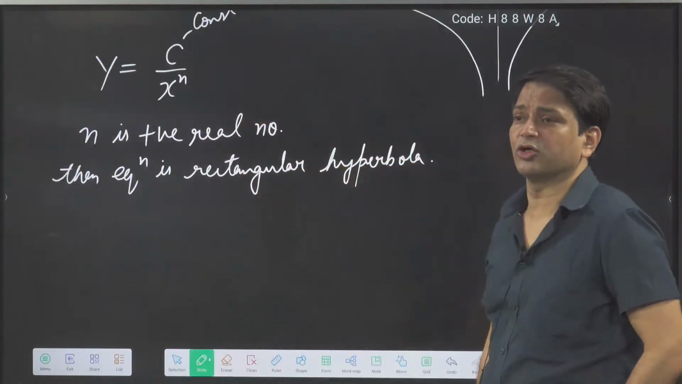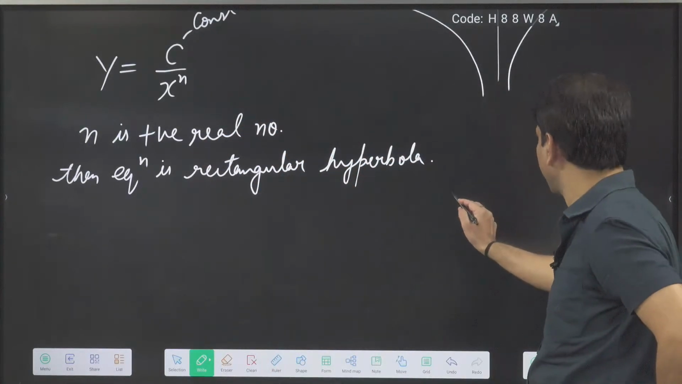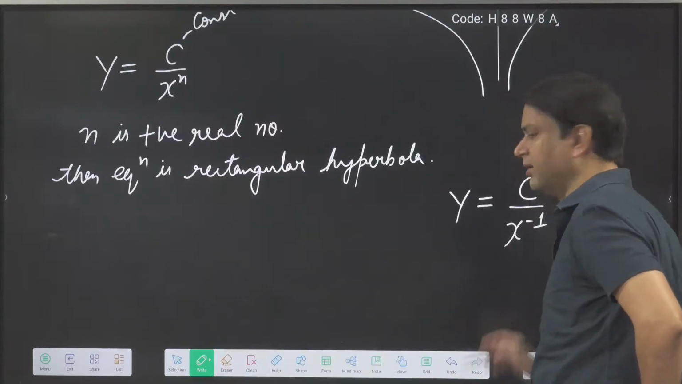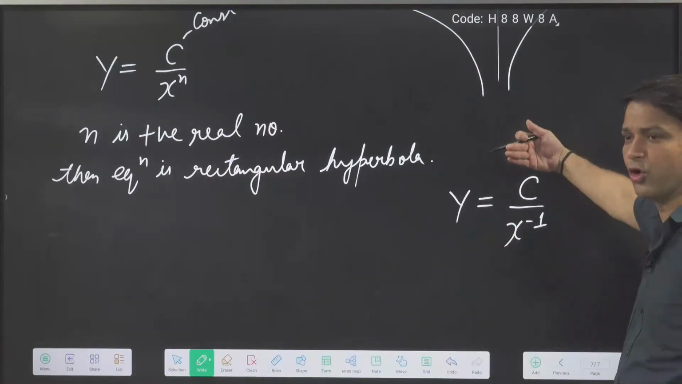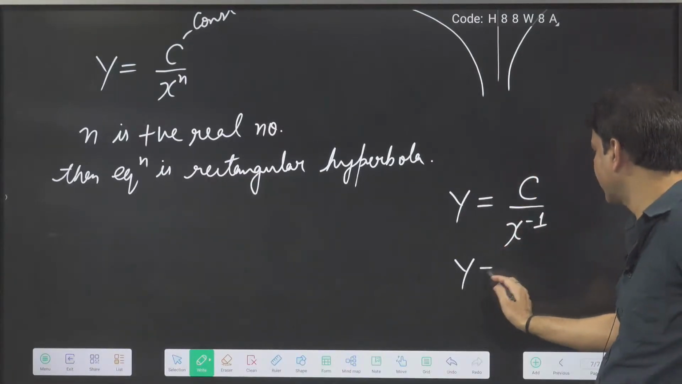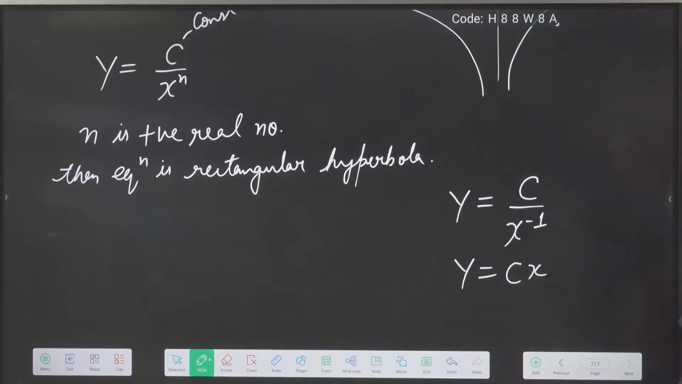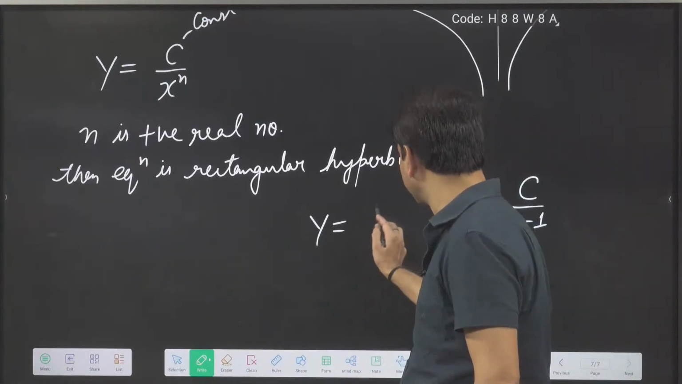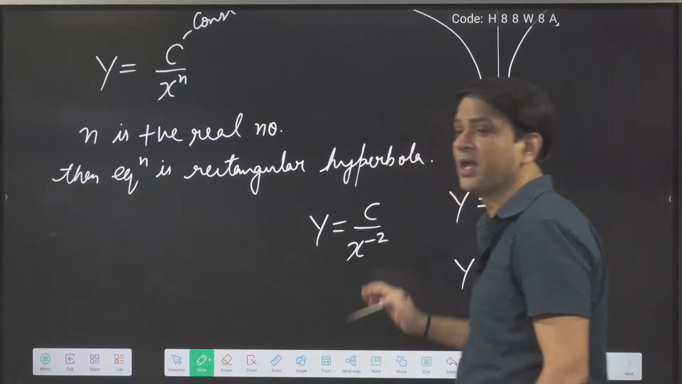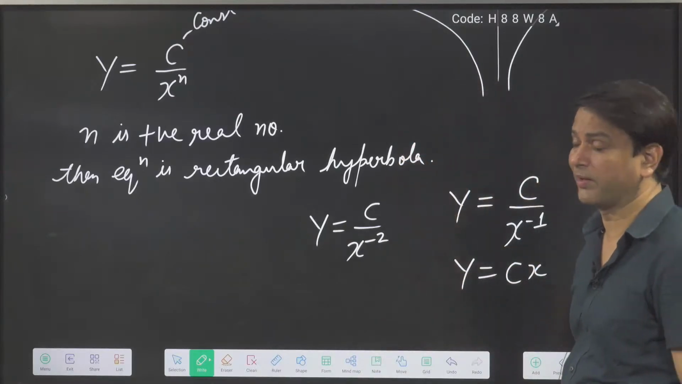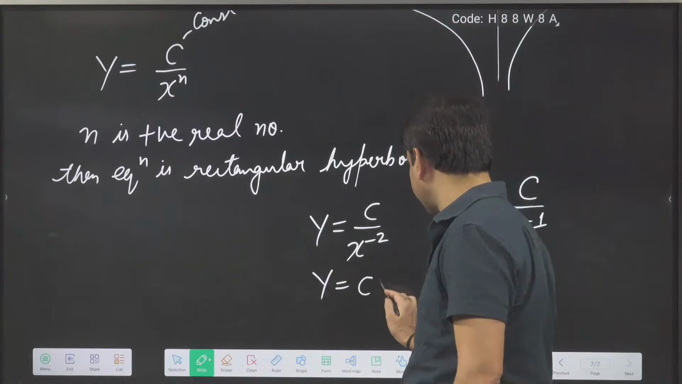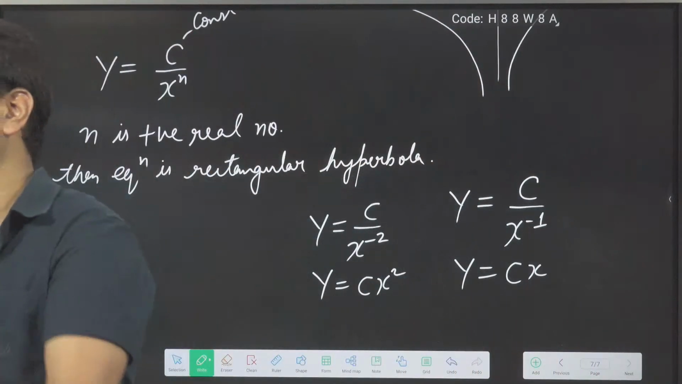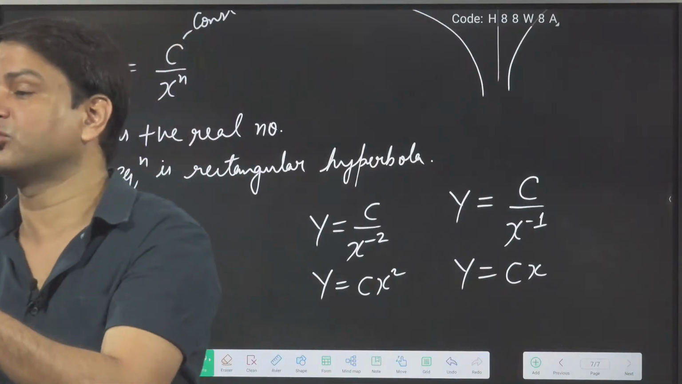Suppose I am saying n is equal to -1. Then you will write y equals c upon x to the power -1. The x to the power -1 will go up and become x. Then what you will get? y equals cx. It is a straight line. If you are taking the n value -2, then y equals c upon x to the power -2. The -2 will go up and it becomes x to the power 2. Then you get y equals cx square. It is a parabola. That's why the condition is there. n can be any number, but it should be positive.